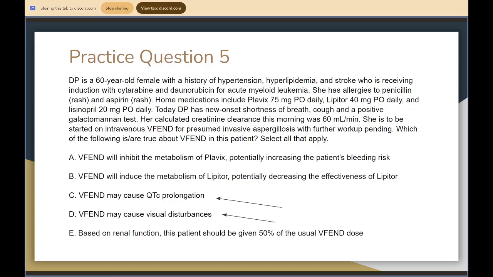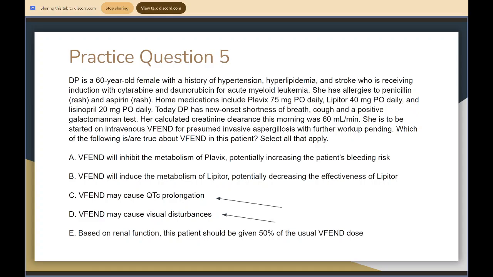Lipitor is metabolized by 3A4, so voriconazole would increase the serum concentrations, increasing the risk of toxicities. So choice B is also incorrect. It is backwards. Now, voriconazole can cause QTc prolongation as well as hepatotoxicities. Visual disturbances, including blurriness and color changes, are adverse effects specific to voriconazole. So V for VFend, V for visual disturbances. They do stop once you stop therapy.